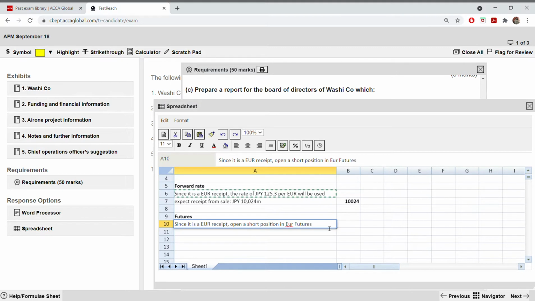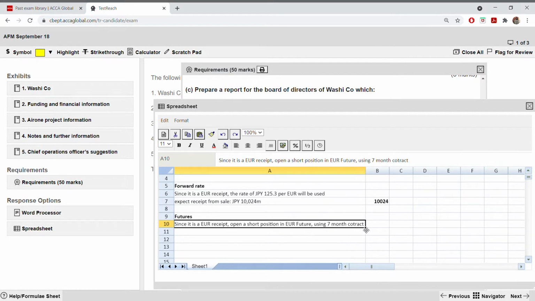You have to mention which future it is, which currency future it is. So it's in euro. Since it's a euro receipt, open a short position in euro future. And just saying open a short position is not enough. You have to say which month. Okay, using the 7-month contract. So in many places my spelling mistakes will be there, so please don't mind those mistakes. What's important is for you to understand, but don't make the mistake.